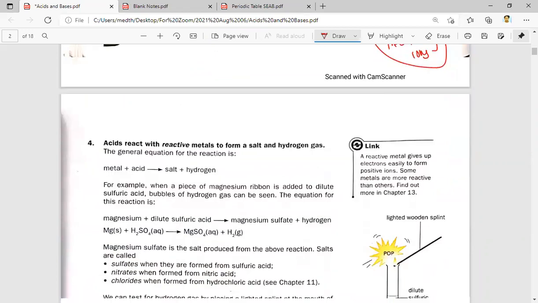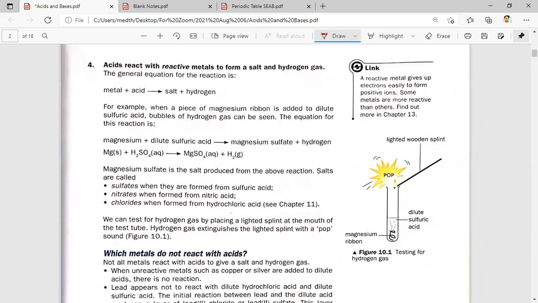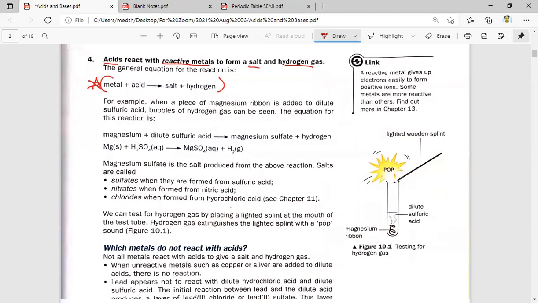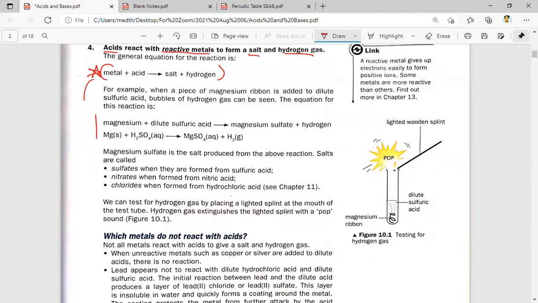Now, 4, 5, and 6 is really talking about the reactions of acid. So let's look at reaction property 4 first. Acid reacts with reactive metal to form salt and hydrogen gas. So the general word equation is over here: metal plus acid give you salt plus hydrogen. This is just an elaboration of the word equation, more specifically to the example of magnesium.